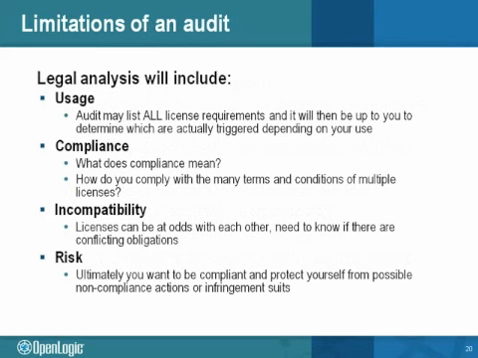Like I said earlier, we don't have precedent on the interpretation of these licenses. So how do you comply with the many terms and conditions of all these licenses? Reasonable attorneys may differ on what compliance actually means, especially with some of the more complicated requirements. Are there incompatible licenses? Maybe they're at odds with each other. You need to know if there are conflicting obligations. For example, if you have two licenses that say a derivative work must be under this license, then you can't comply with both. So you're going to have to figure out a way around that.